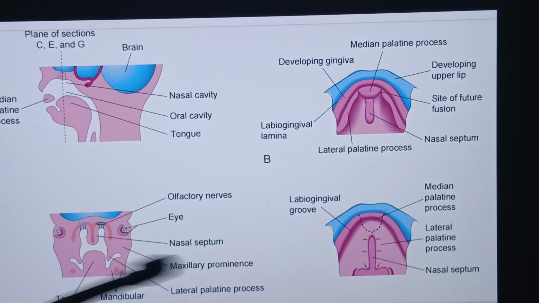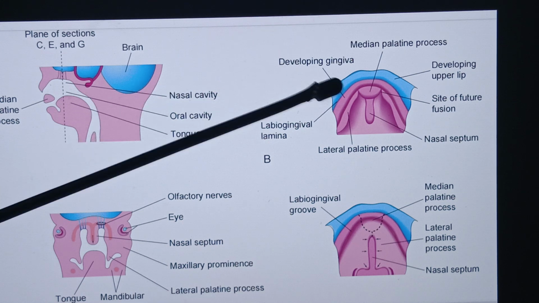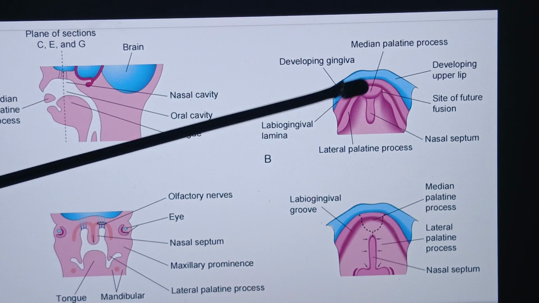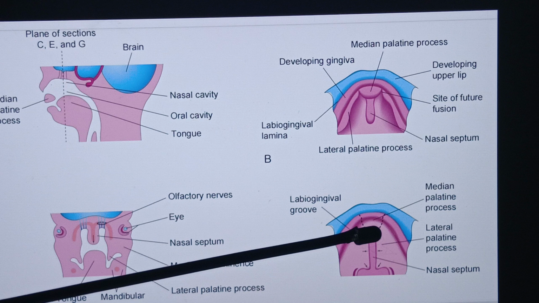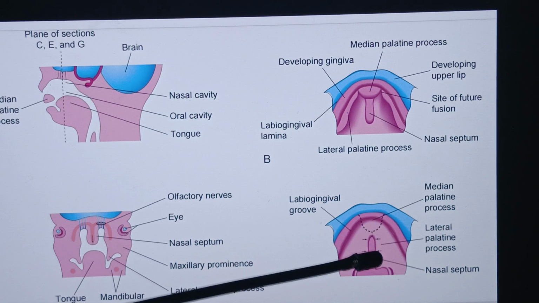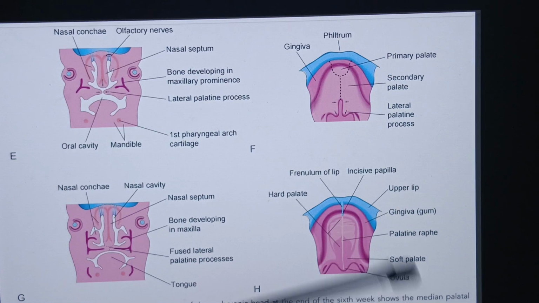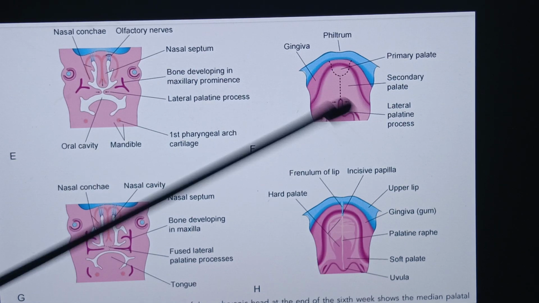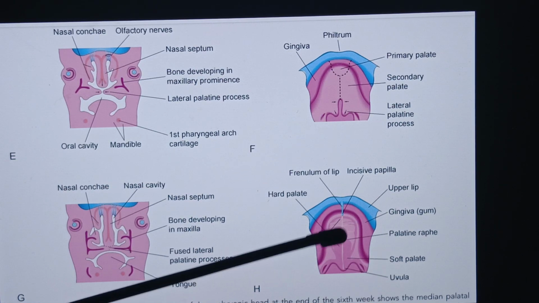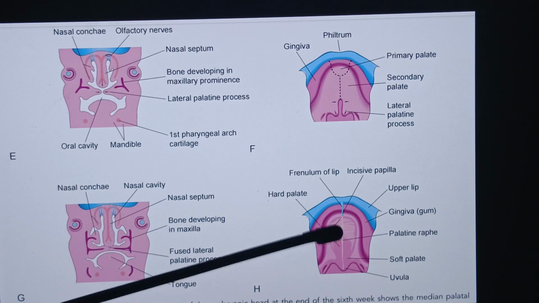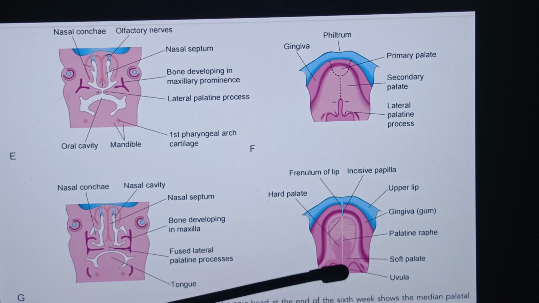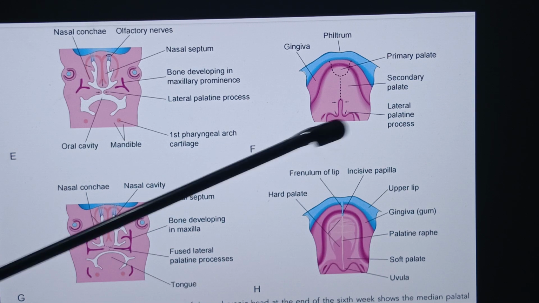Now this diagram will show you how the median nasal process has produced the primary palate, and how the secondary palates are approximated to form a midline suture, and here they are near completion of the formation of the hard palate, and most posterior is the soft palate, right?